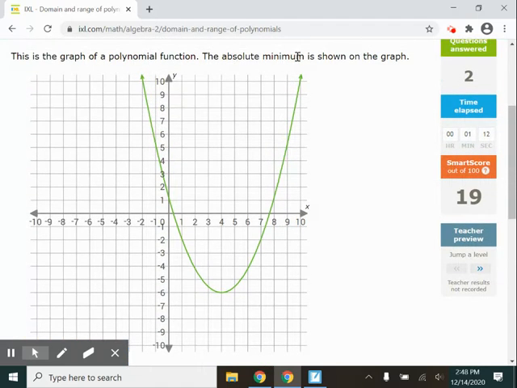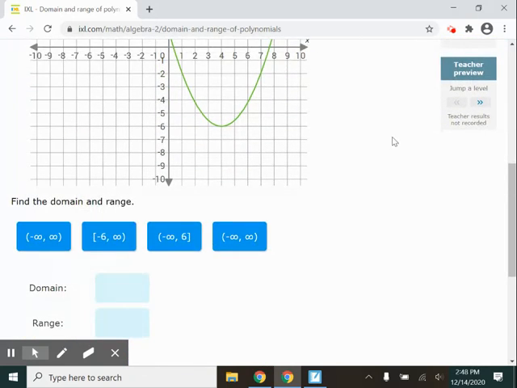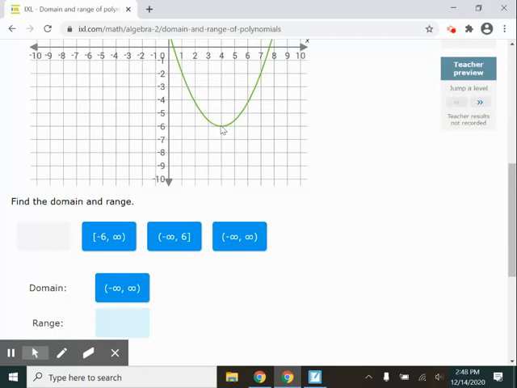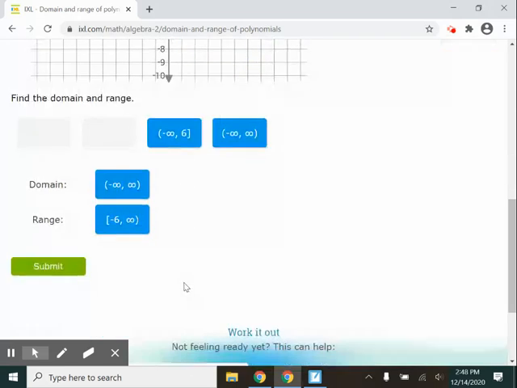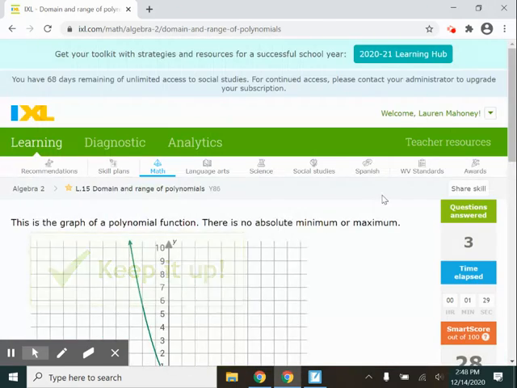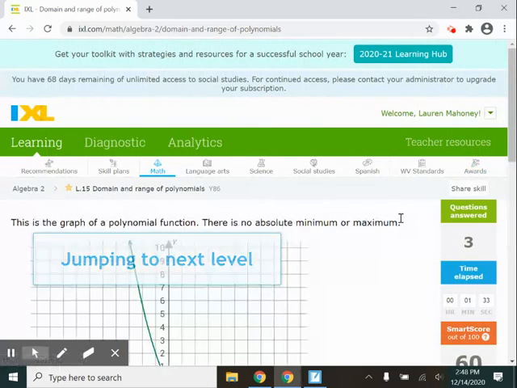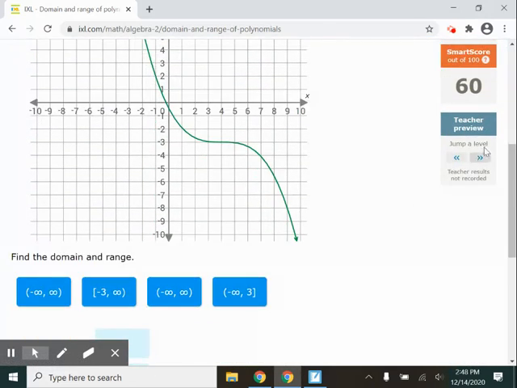Notice it says this one has an absolute minimum. It is another quadratic, so the domain has to be negative infinity to infinity. This one, the lowest it's going to go is negative 6, and then it's going to equal everything greater. So that's going to be the second option here. And that's all you would do here. You're just going to keep dragging and pulling in things. Let's see if we can jump to any others.